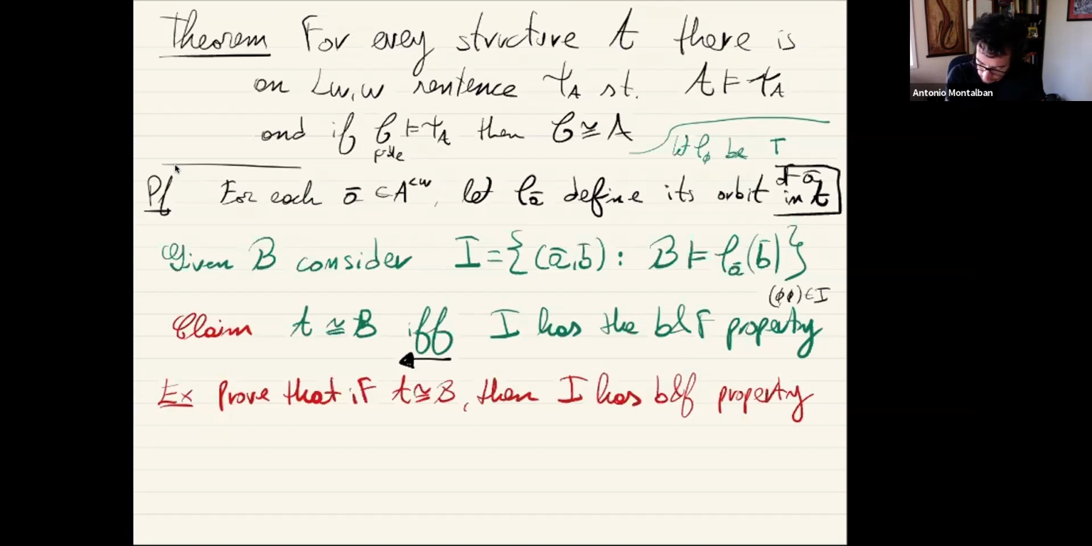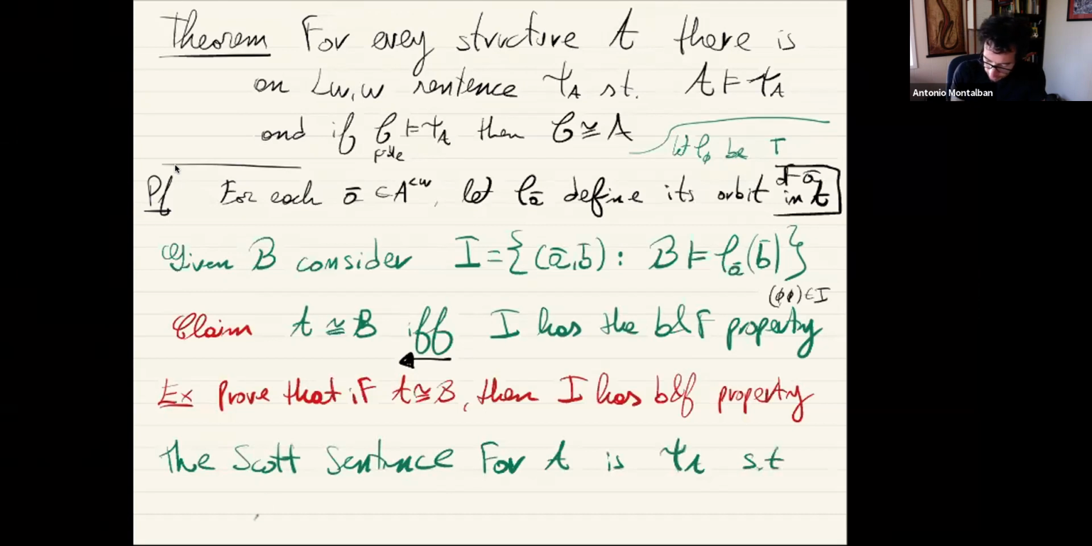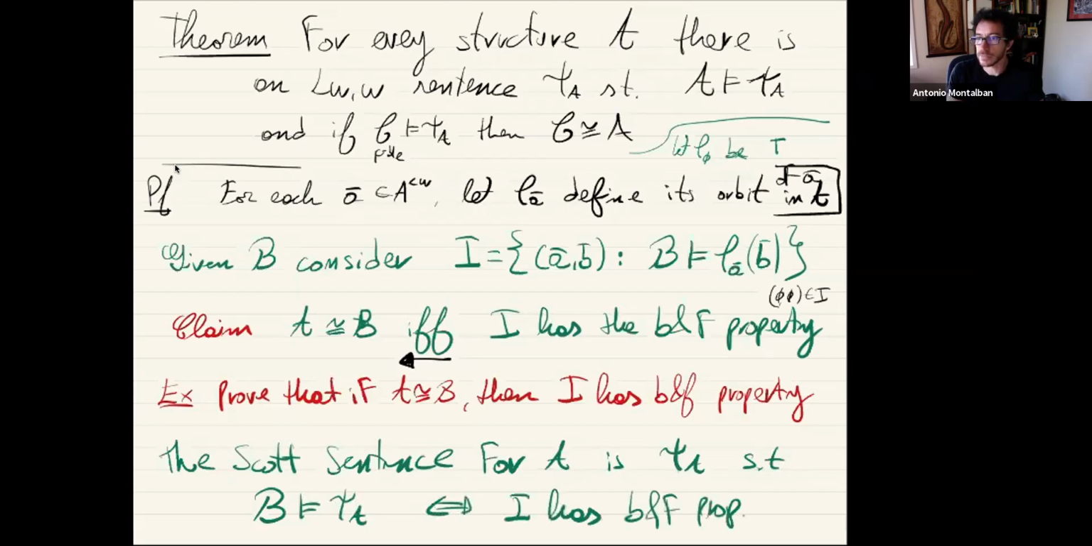So the Scott sentence for A is a sentence such that B models the sentence for A if and only if I has the back and forth property. Because if we do that, then we have a sentence that holds of a structure if and only if the structure is isomorphic to A.